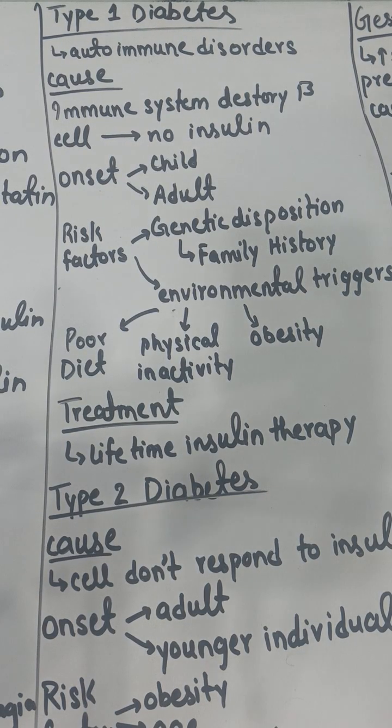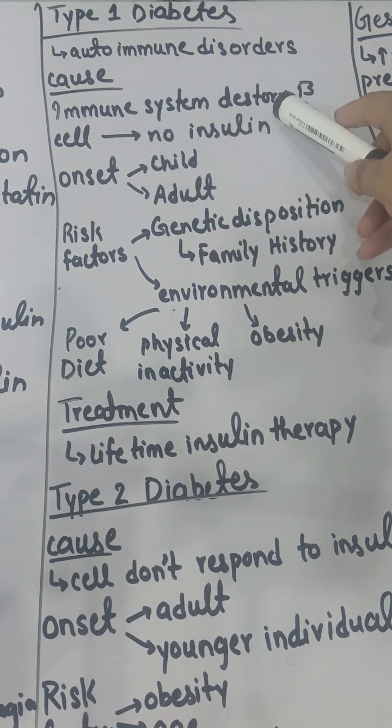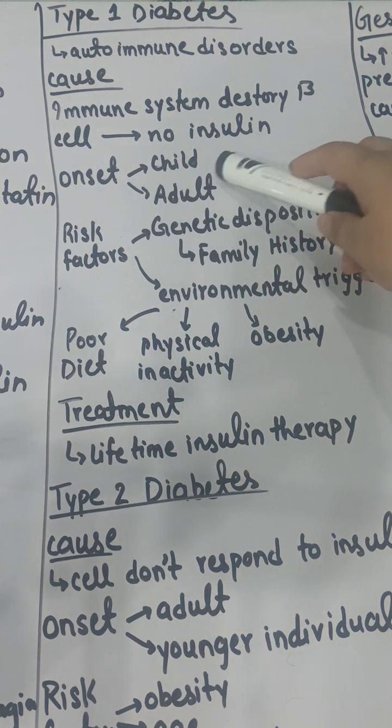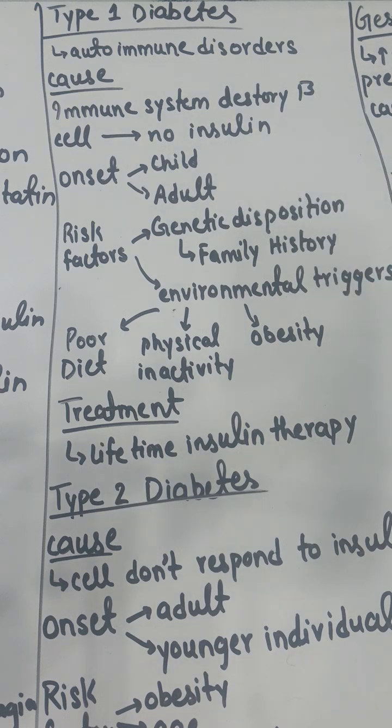Actually, type 1 diabetes is an autoimmune disorder. Autoimmune means the body's own cells are going to destroy our own body. So what is the cause of it? Our immune system will go and destroy the beta cells of the pancreas, and whenever the beta cells are destroyed, no insulin can be produced. So this is the cause behind it. Onset: it occurs in children and also in adults.